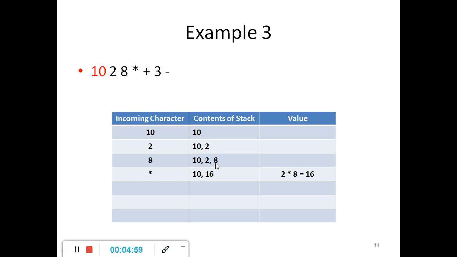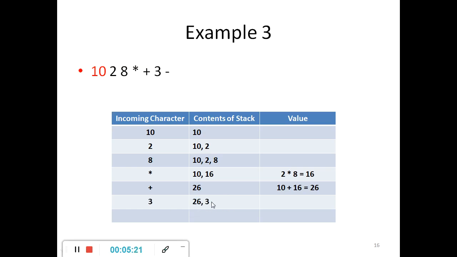So 2 star 8 is done to get the answer as 16, and this value is once again pushed back onto the stack. The new incoming character is a plus symbol, so 2 pops get me 10 and 16, and I add both of them to get the answer as 26. Now this is once again pushed back onto the stack.